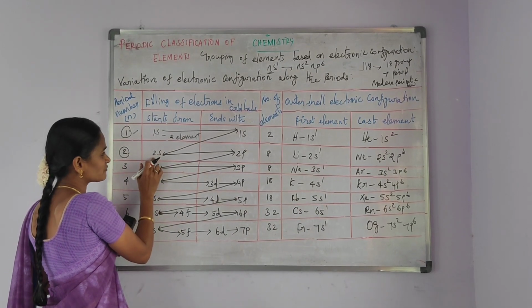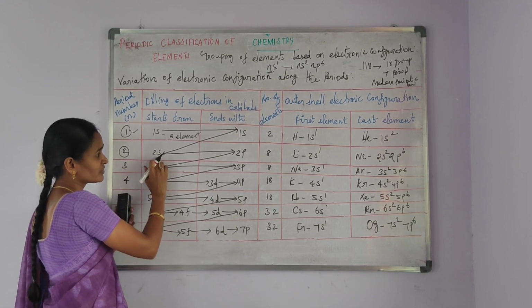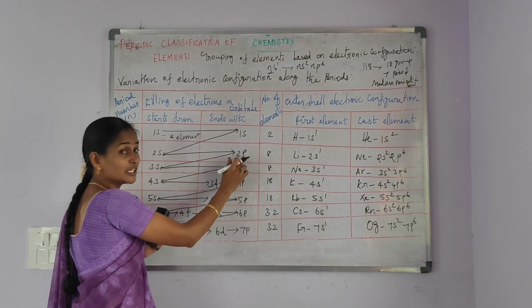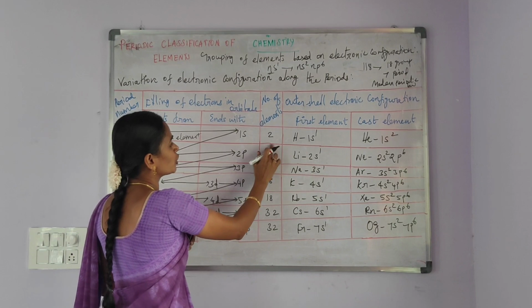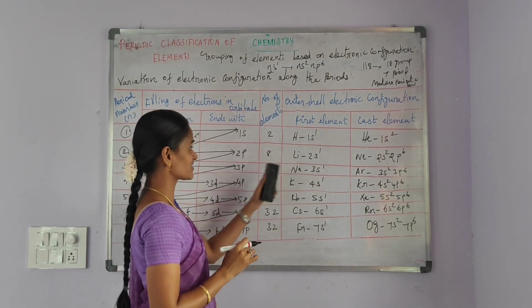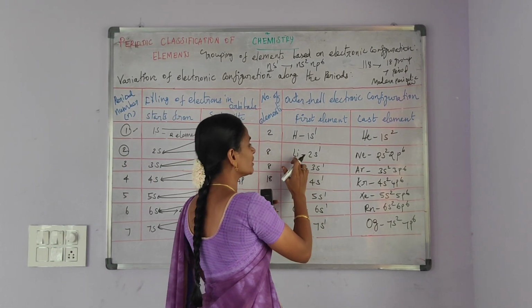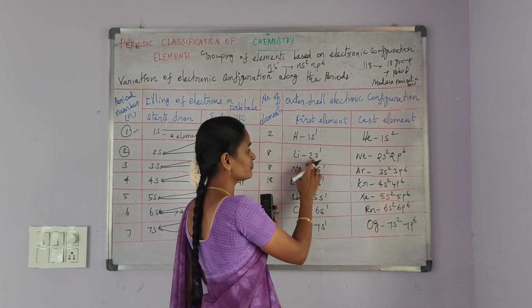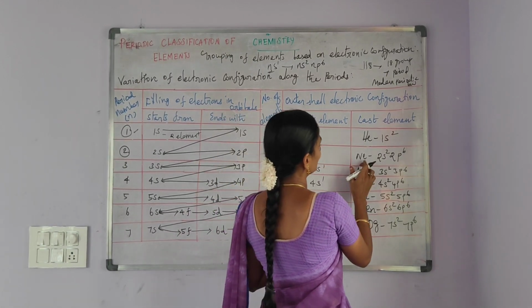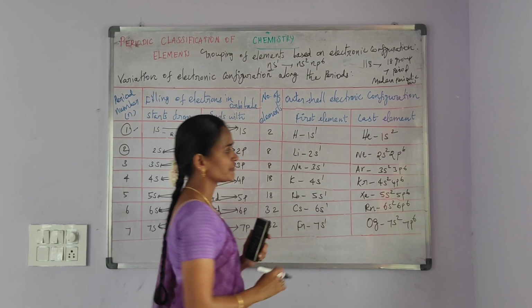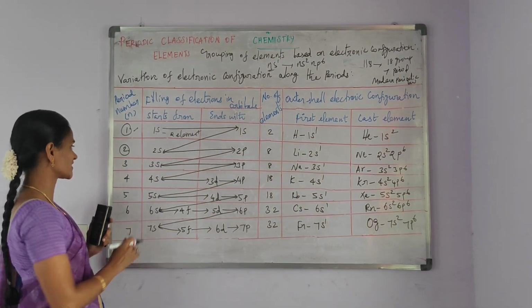Second period, electron filling starts from the 2s orbital followed by the three 2p orbitals. Totally 8 elements are present in the second period. The first element is lithium, 2s1. Neon, its electronic configuration is 2s2 2p6.